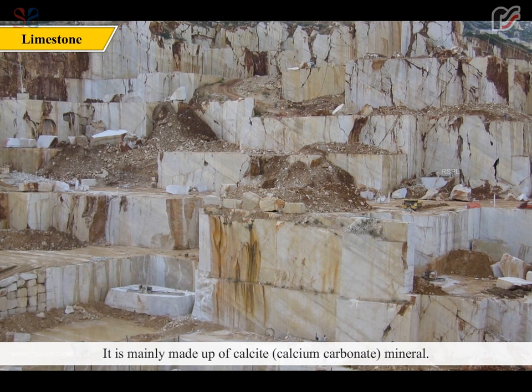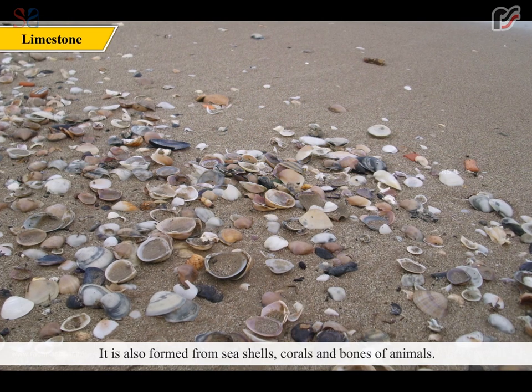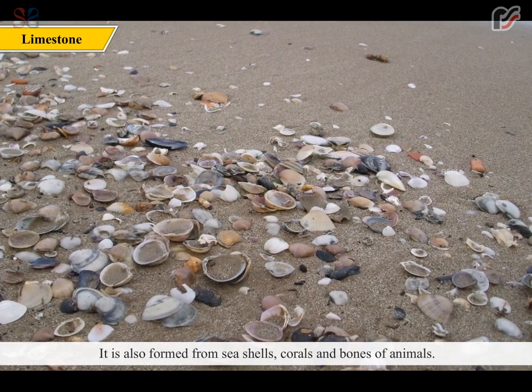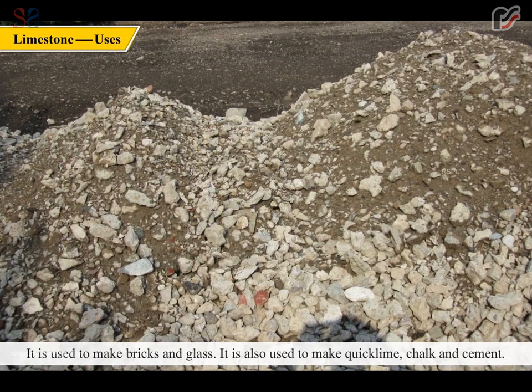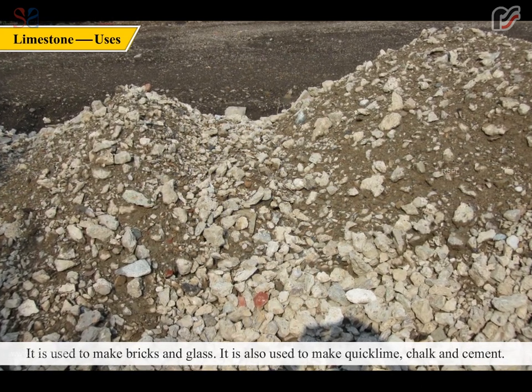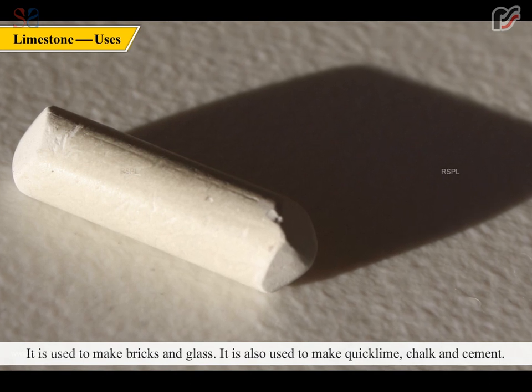Limestone. It is mainly made up of calcite, calcium carbonate mineral. It is also formed from sea shells, corals and bones of animals. Limestone uses. It is used to make bricks and glass. It is also used to make quicklime, chalk and cement.